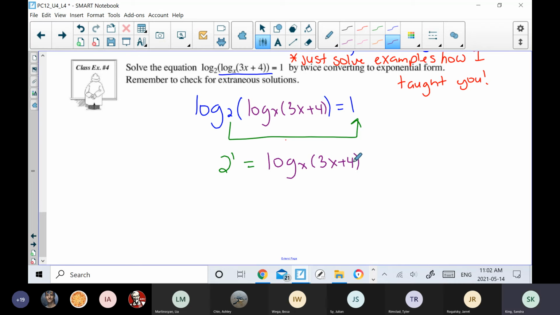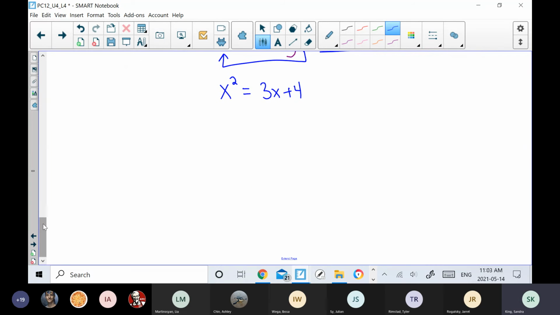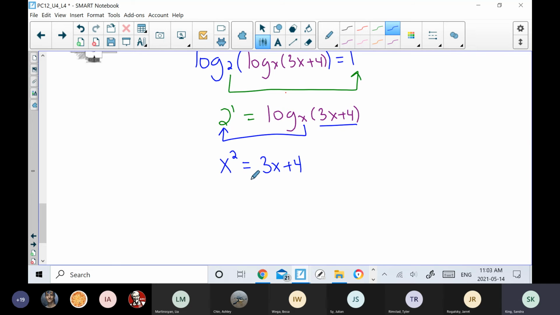Okay, I've got a log equal to a number. Get out of log form again by going into exponential form. That would be x to the power of 2 is equal to the argument. Now you're going to be solving for x because you have a square. This guy's a quadratic. Bring everything to one side of your equal sign, which would be x squared minus 3x minus 4. That is equal to 0.